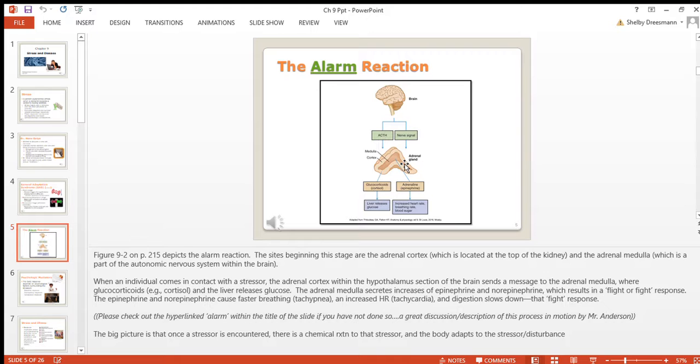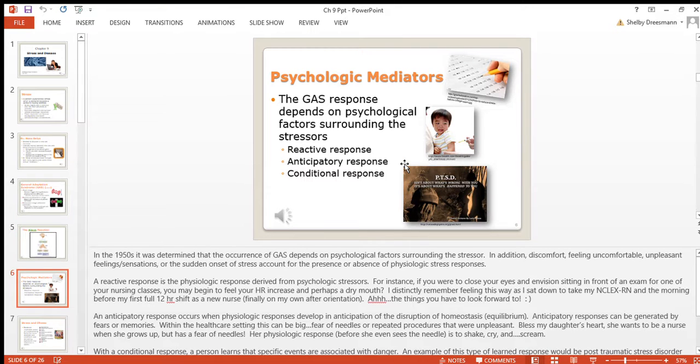Once the stressor is encountered, there's a chemical reaction to that stressor, and the body adapts to the stressor or disturbance. Physiologic mediators: the GAS response depends on physiological factors surrounding the stressors. There's a reactive response, an anticipatory response, and a conditional response.